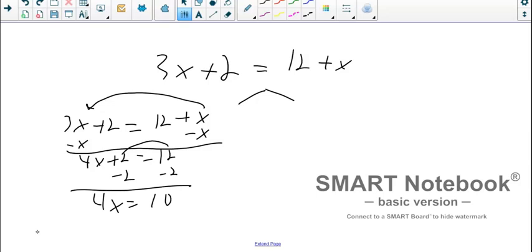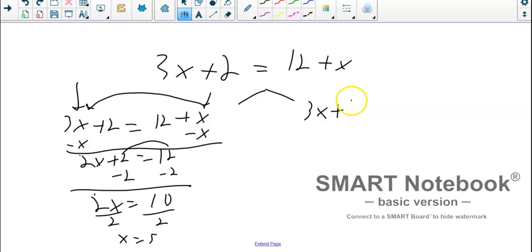3 minus 1 is not 4. 3 minus 1 is 2. And now when I divide by 2, x equals 5. And if I plug that in here and here, I would get the same answer, 17 on both sides. 3 times 5 is 15 plus 2 is 17. 12 plus 5 is 17. And everything works out fine.